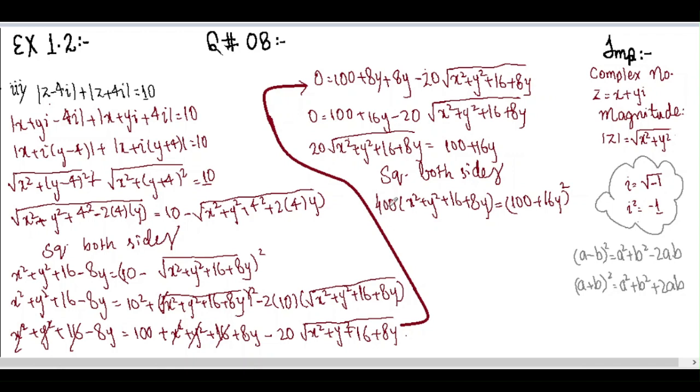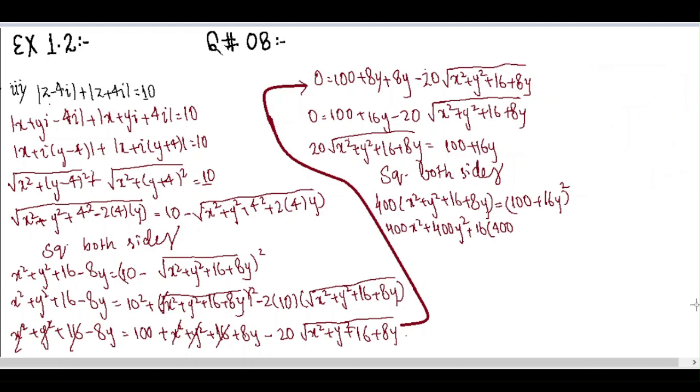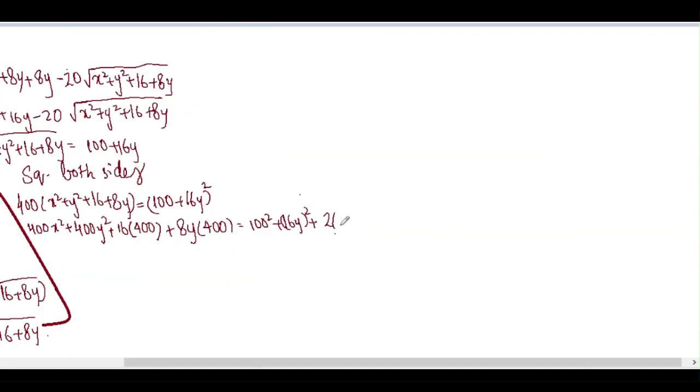Now we are going to multiply 400 with these terms, so we get 400 x square plus 400 y square plus 400 into 16 plus 8y into 400 equals 100 square plus 16y square plus 2 into 100 into 16y.